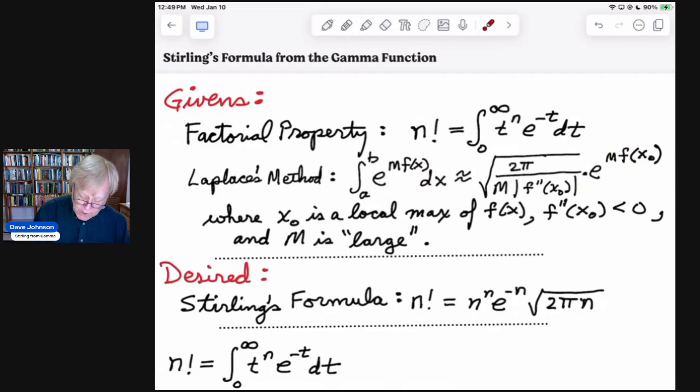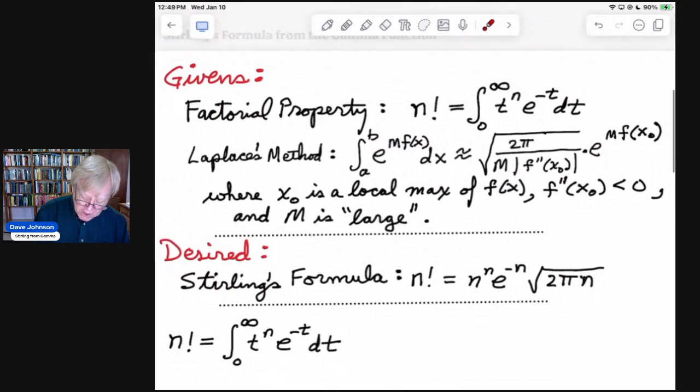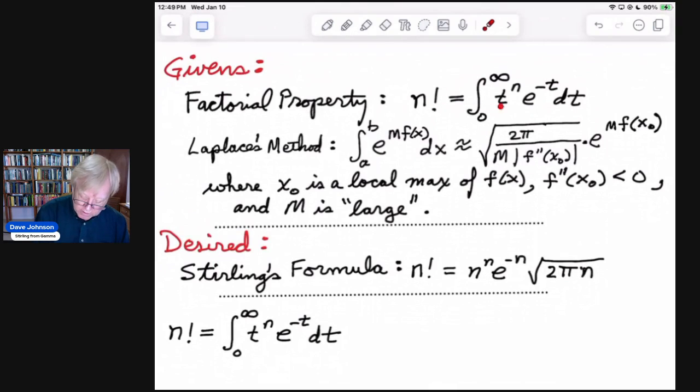So we have to make some transformations first. We're going to start with this, and I've rewritten it down here. So n factorial is the integral from 0 to infinity of t to the n e to the negative t dt. Now you can notice that this isn't quite right from what we're trying to get. We'd like this whole thing to be an exponential, but it's t to the n times an exponential. So it turns out there's a simple way to get there.